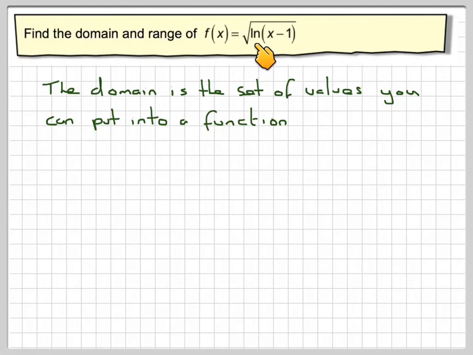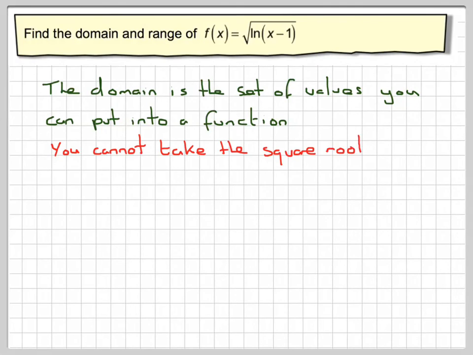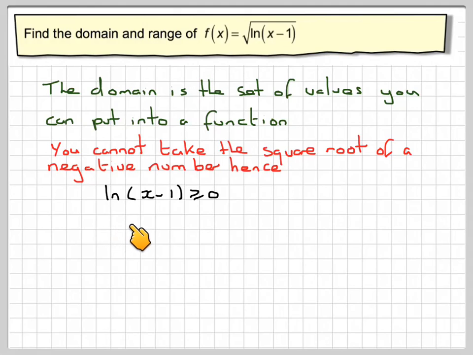Now, in order to take the square root of something, this part here has to be positive. So you cannot take the square root of a negative number. Hence, ln of x minus 1 must be greater or equal to 0. Which means, if you remember, that ln of 1 is equal to 0.